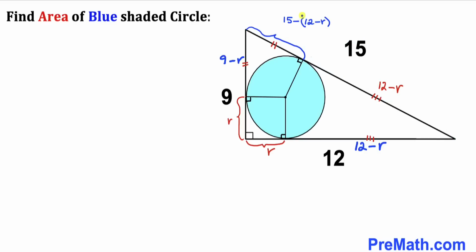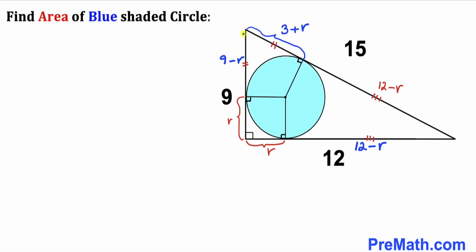Let's go ahead and simplify this thing. Let's distribute this. That's going to give us 15 minus 12 plus r. And if we simplify this, that's going to give us 3 plus r. So that means this side length is going to be 3 plus r.